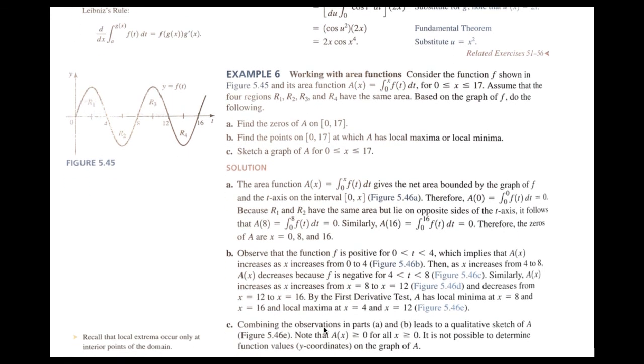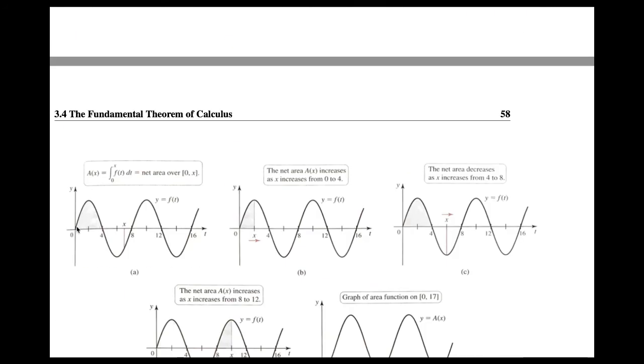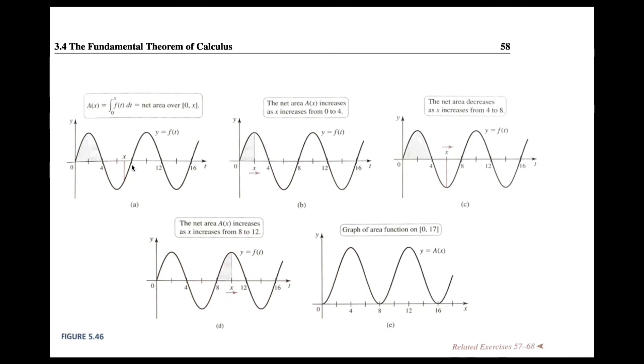Example 6, this is a conceptual example, no calculations, just sketching. So a function is given by its sketch, and you only know that these four regions all have the same area. You're asked to find the zeros, the maxima and minima, and then to use this information to sketch the graph of the area function. As before, the area will increase till x equals 4, then it will decrease until 8. So you have 0 at 0, the maximum at 4, 0 at 8, and then it starts again, becomes periodic.